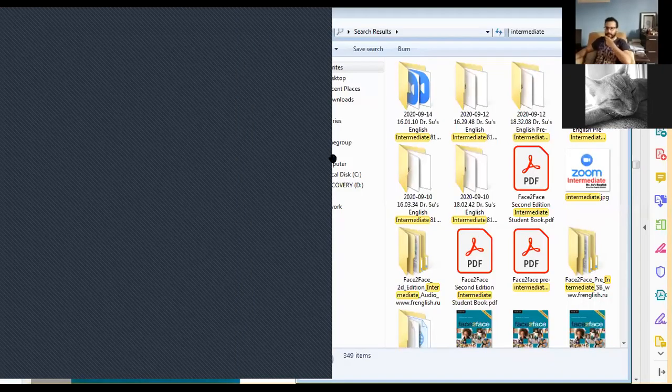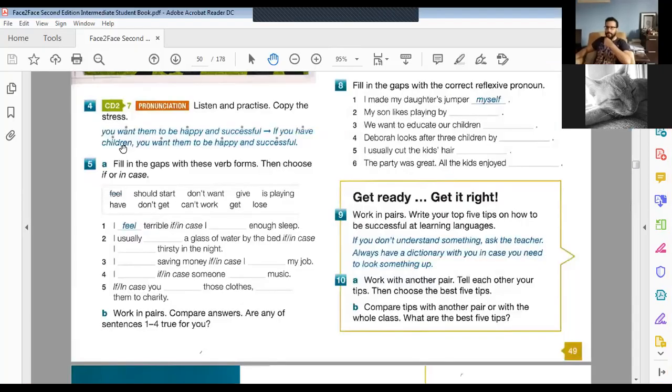Okay, so we want intermediate audio and we want track 2, CT2, track 7. All right, so all you need to do, Brian, listen and repeat. Track 7.